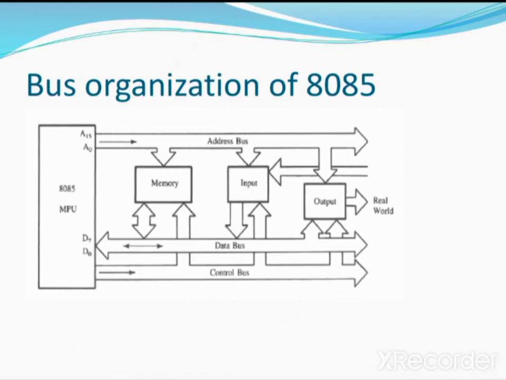Now control bus. It comprises various signal lines that carry synchronization signals. The microprocessor uses such lines to perform the third function, provide timing or synchronization signal, meaning control signal. So it will perform or control both address bus and data bus transmission.